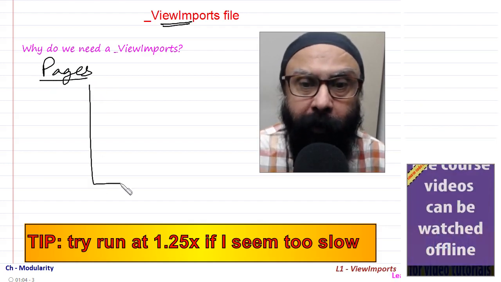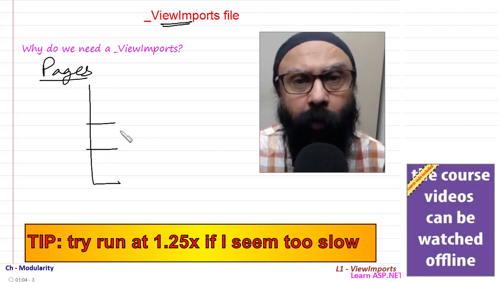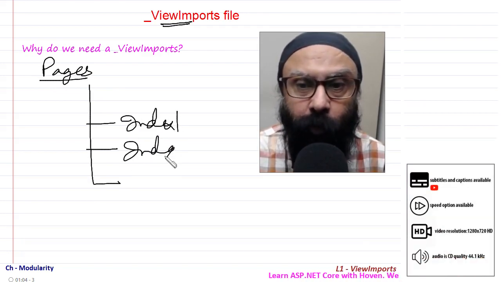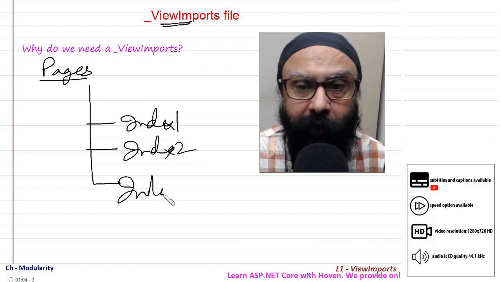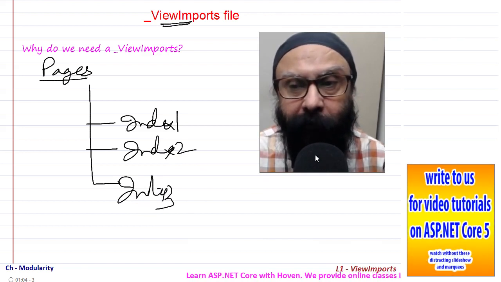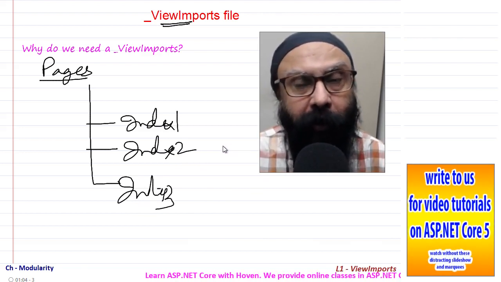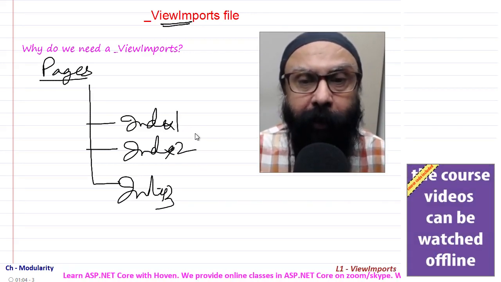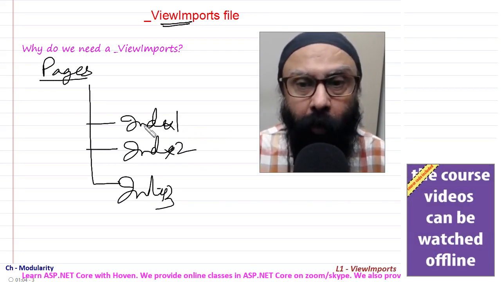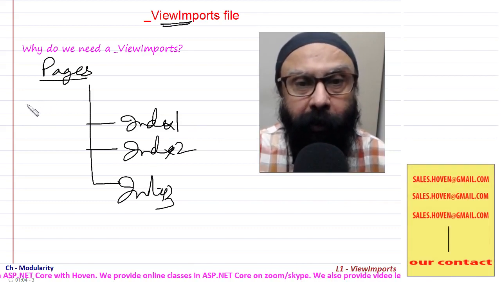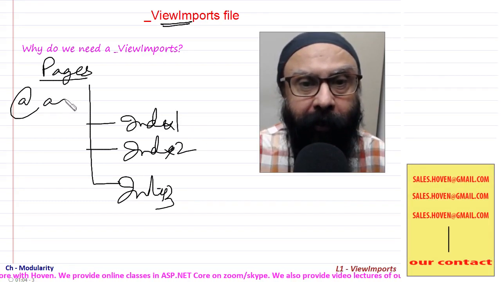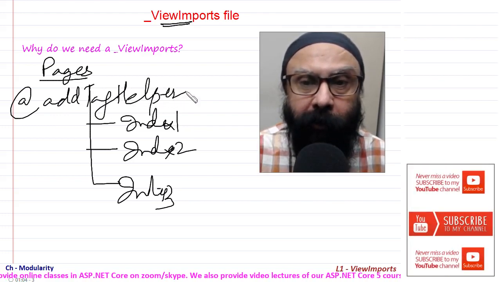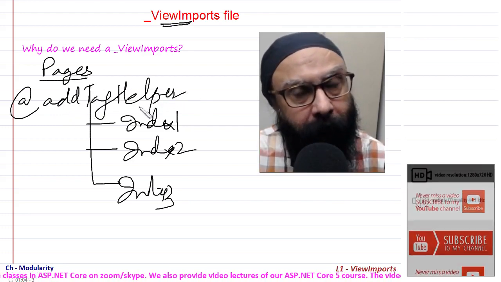And this folder has, let us say, 2 or 3 files: index 1, index 2, index 3. So suppose we have 3 files in this folder: index 1, index 2 and index 3. And let us also suppose that, as usual, all of these 3 files contain this @addTagHelper. They all contain the same directive, add tag helper.